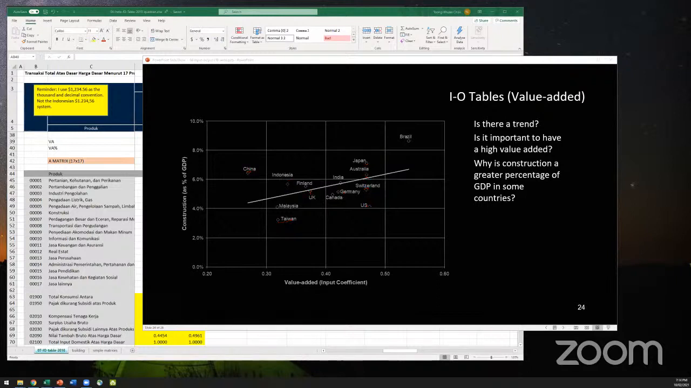Okay. TK, China, yes. Can I interrupt? Would it also be possible that the GDP is made up from the export of construction? For example, like Japan?